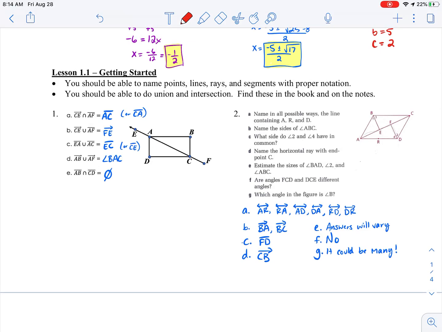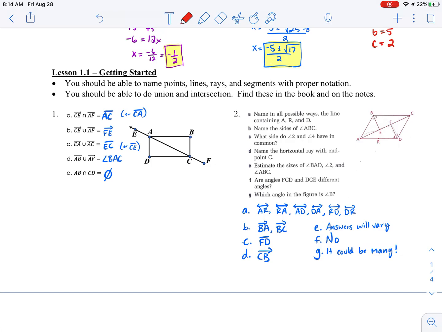All right, next up is section 1.1. There are two types of problems that you should expect to see. Looking at our bullet points, you want to be able to name points, lines, rays, and segments with proper notation. So you will most likely see a diagram in which I will ask you to identify, similar to the way the questions are asked in number 2.